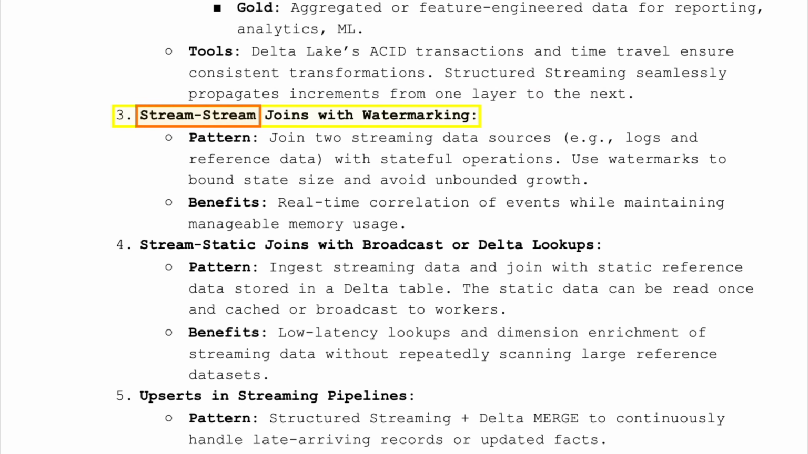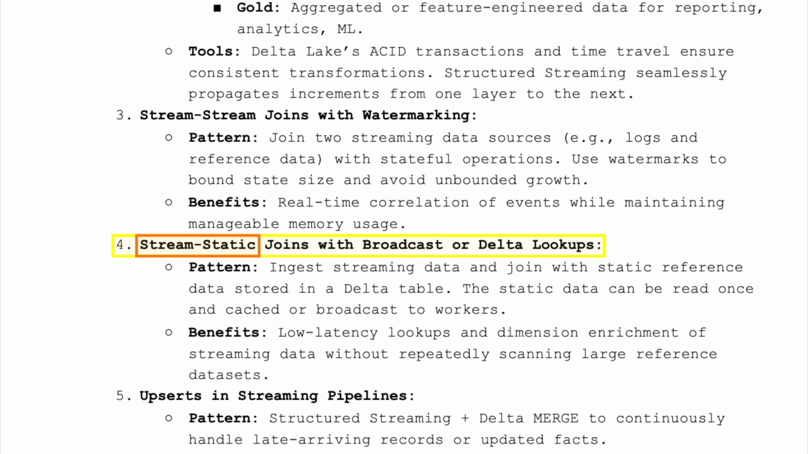3. Stream joins with watermarking. Pattern: join two streaming data sources, for example, logs and reference data, with stateful operations. Use watermarks to bound state size and avoid unbounded growth. Benefits: real-time correlation of events while maintaining manageable memory usage.